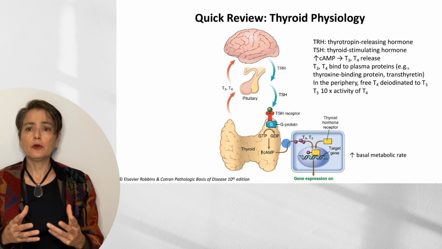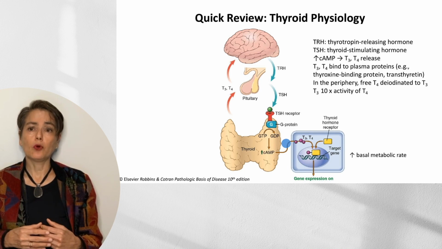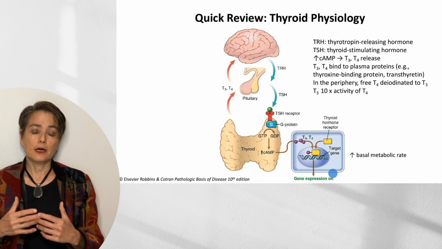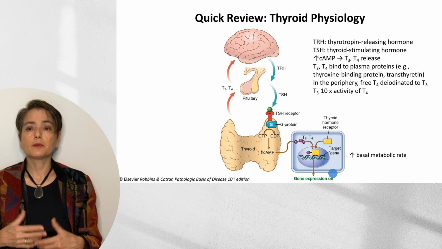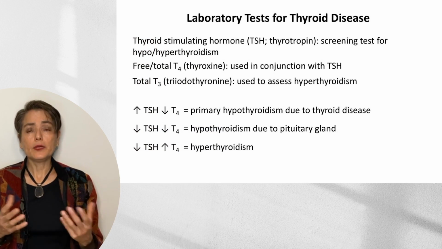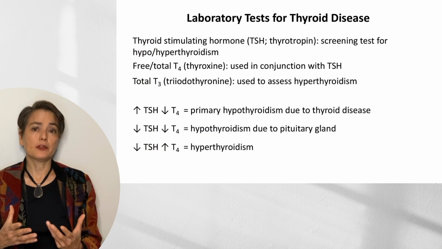Now, in the periphery, most of the free T4 will be deiodinated to T3, and T3 is about 10 times the activity of T4. When T3 and T4 enter the cell, they're going to bind to the thyroid hormone receptor, which will bind to response elements on the DNA, causing transcription of target genes. Now, these proteins have a variety of different effects, but the end result is going to be an increase in the basal metabolic rate.